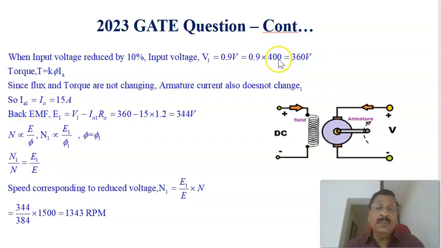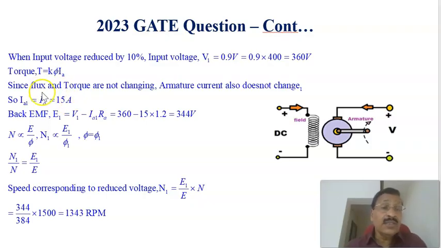Now, continuing the same problem, the separately excited DC motor. When the input voltage is reduced by 10%, previously it was 400 volts, now it is reduced to 0.9 into 400, which is equal to 360 volts applied across the armature. And we have seen that the load torque is constant. Torque is proportional to phi into Ia, and since phi is constant, the torque is constant. Therefore, Ia equal to 15 amperes, that is also not changing.